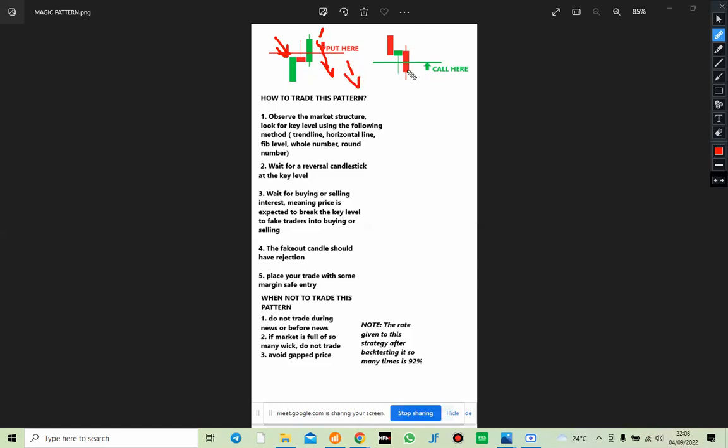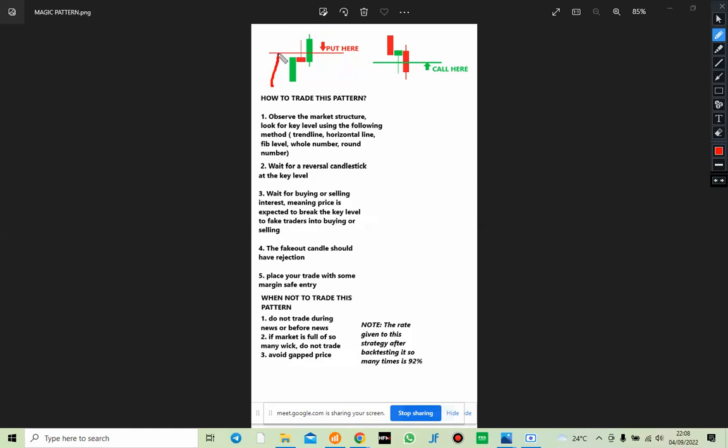Same goes for this level. The price breaks the key level and shows a sign of reversal. Definitely, this is a selling stop, sell stop candle. That means a fake candle shouldn't appear. These are fake candles. This also is a buy stop candle. Those of you in forex, you should know what I mean by buy stop, sell stop.